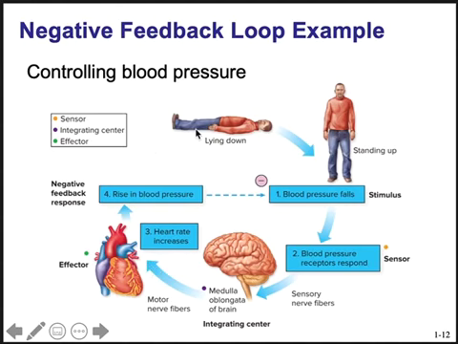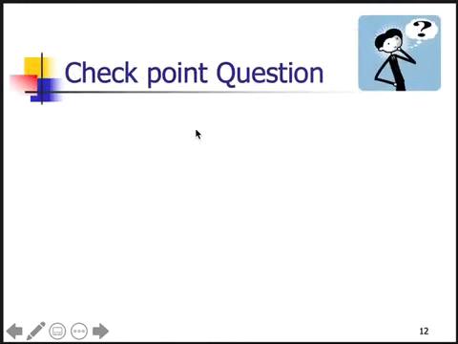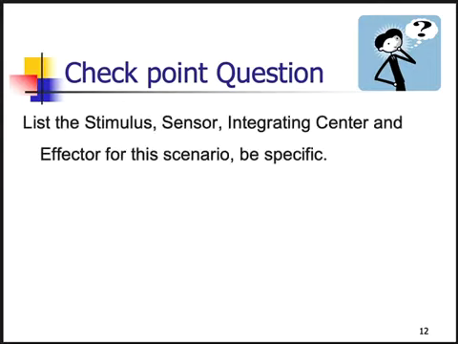All right. Next. So let's see if you're understanding what a stimulus, sensor, integrating center, and effector are. So please tell me the stimulus, sensor, integrating center, and effector for the following scenario. Make sure to be as specific as you can. And of course, once I give you the scenario, you want to pause the video and actually work through the question, okay?